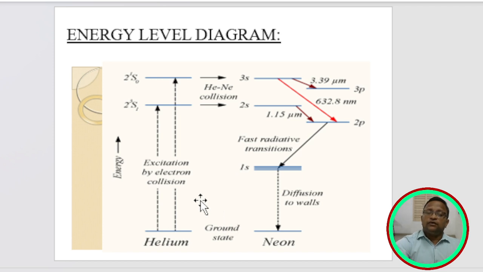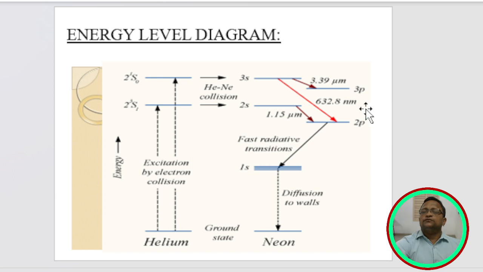So helium atoms, after absorbing the energy, collide with the neon atoms, and now the neon atoms absorb the energy from the helium, and the helium atoms come to the ground level. Now the neon atoms play the key role in delivering the laser beam. After the excitation and collision processes, the neon atoms are all in the 3s state.